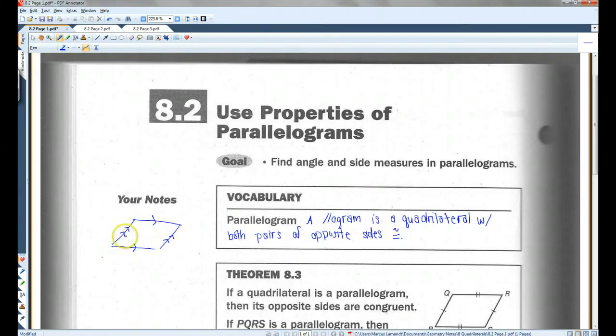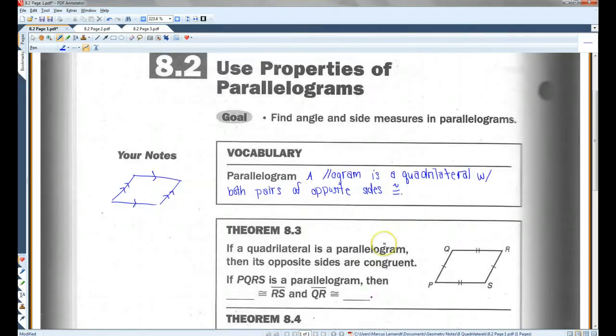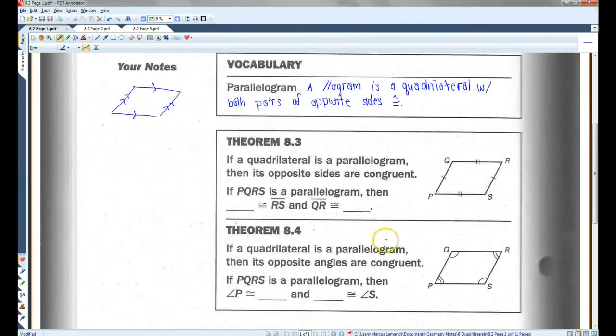Okay? It doesn't have to be slanted, it could be a rectangle, but basically the opposite sides are parallel to each other. By the way, this little thing here with the parallel sign and then the ogram, this is my abbreviated version of parallelogram. Okay? Alright, theorem 8.3. If a quadrilateral is a parallelogram, then its opposite sides are congruent.